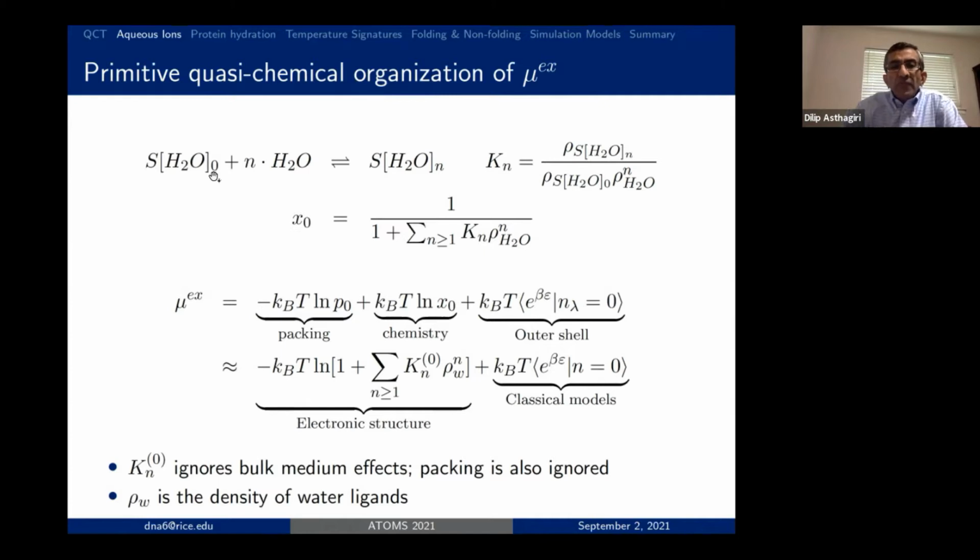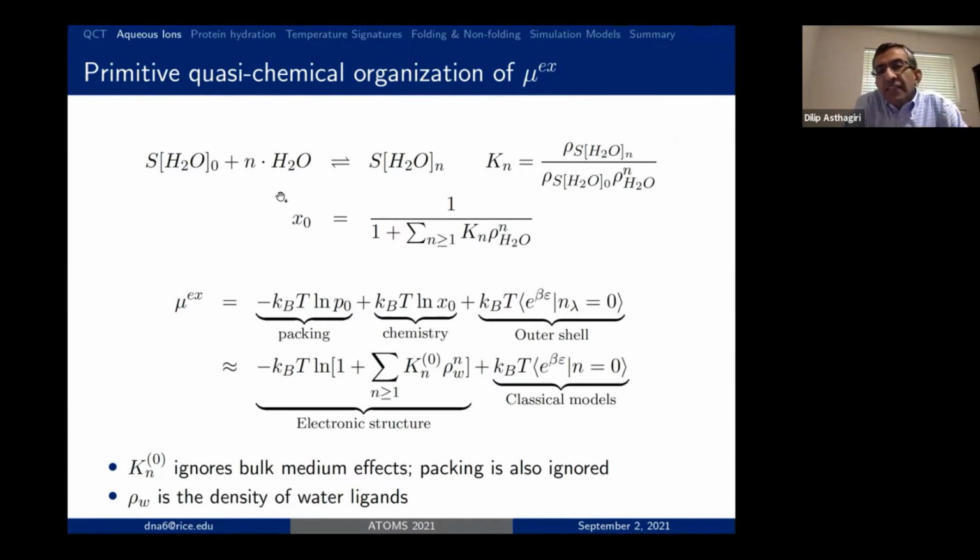Then what we do is we consider the binding of n water molecules to this inertial, and we calculate this ratio, which is just the equilibrium constant. That is a standard, law of mass action kind of equilibrium constant. And if I know these equilibrium constants, I can compute x naught standardly.